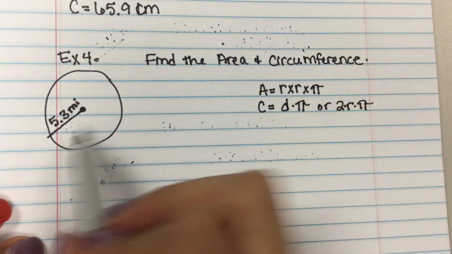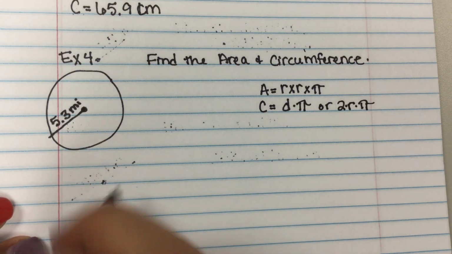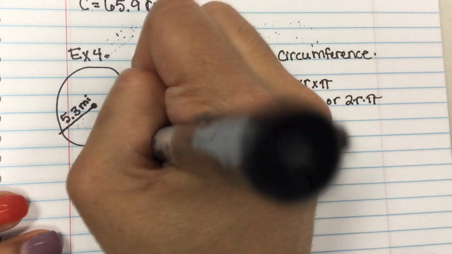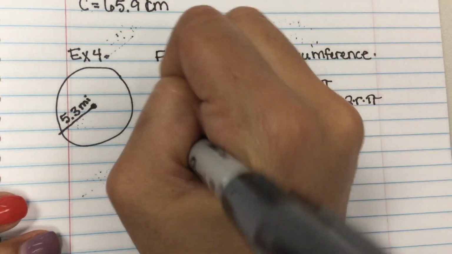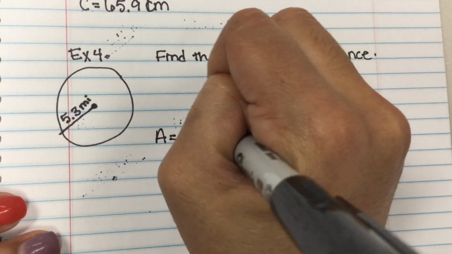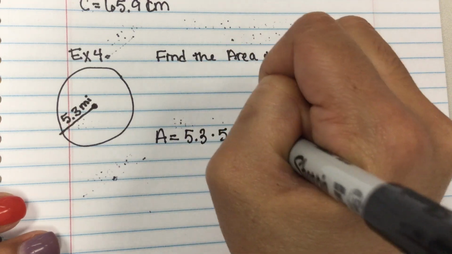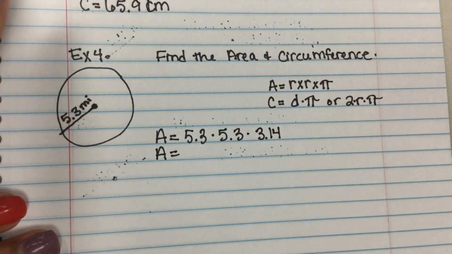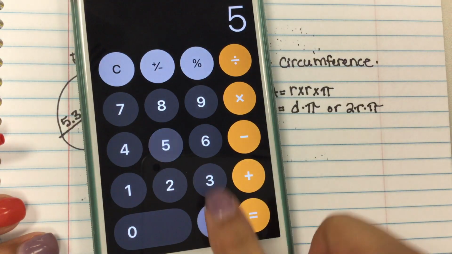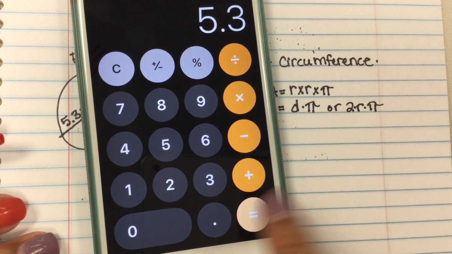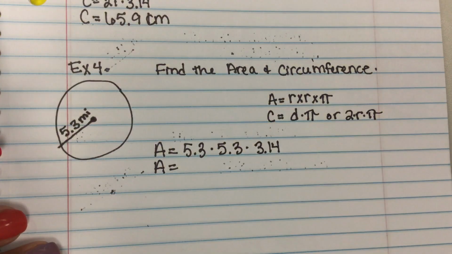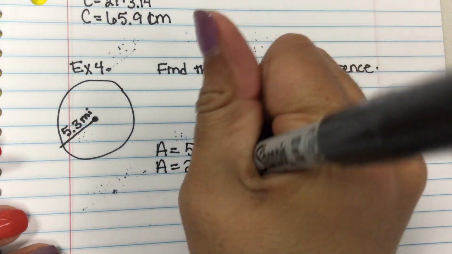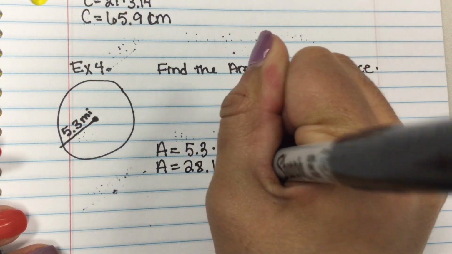Okay, so this time we were given the radius because that's half the distance of the circle. So we can just go ahead and put it in our area formula. So area equals 5.3 times 5.3 times 3.14. And my calculator, 5.3 times 5.3 equals 28.09. And you can just round it to 28.1. And then we still need to multiply that by pi.